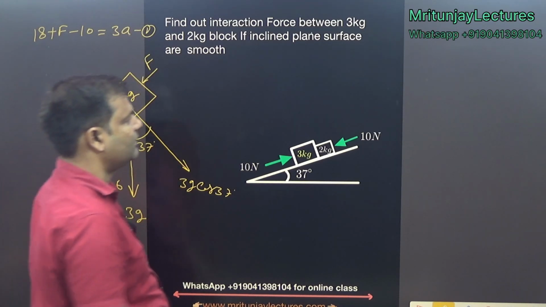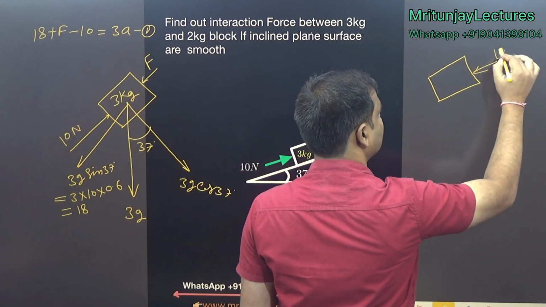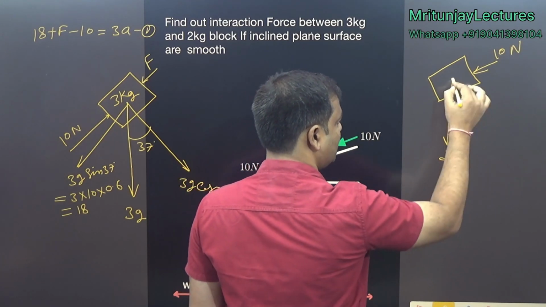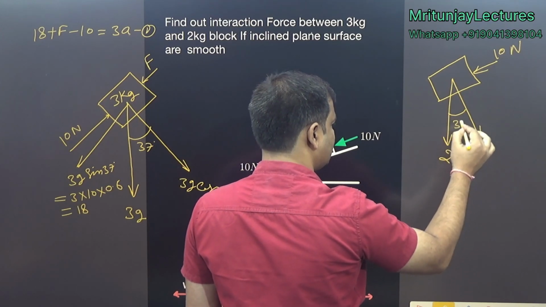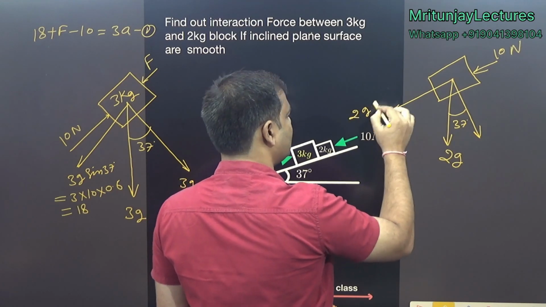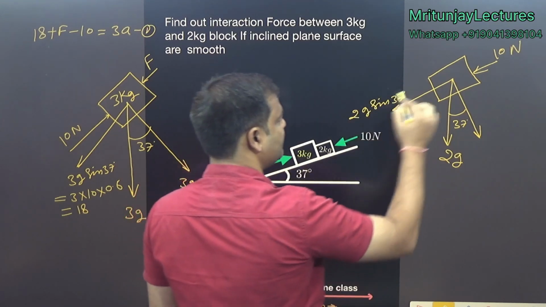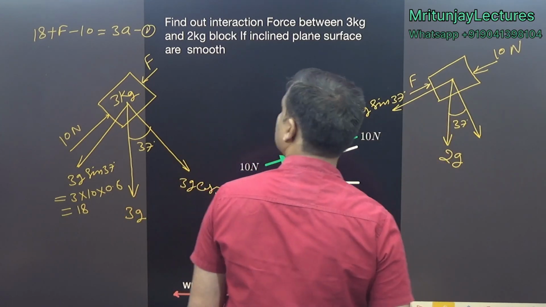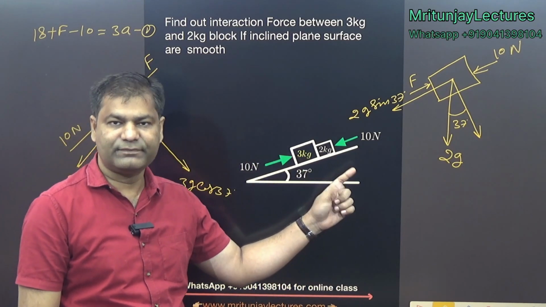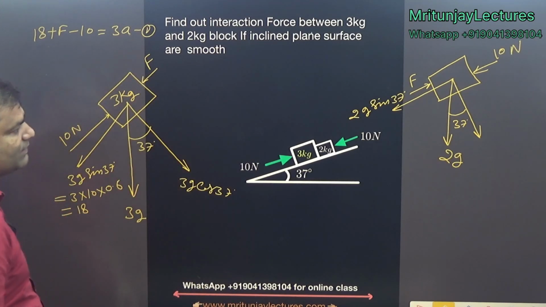Now make the free body diagram of the 2 kg block: 10 Newton force, and mg, 2g downward, and that angle is 37, and that component is 2g sine 37. The 3 kg block applies a force on the 2 kg block according to Newton's third law. The 3 kg on 2 kg is F, then the 2 kg also applies F force on the 3 kg, like that one. I hope it is clear.